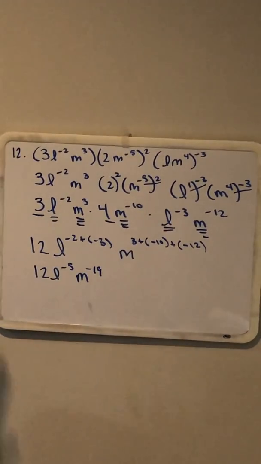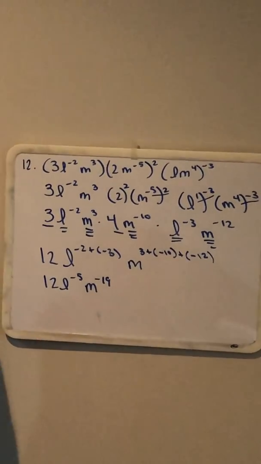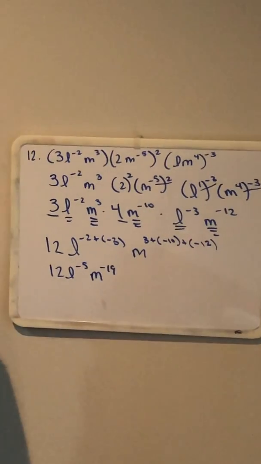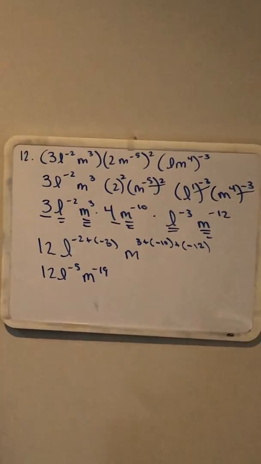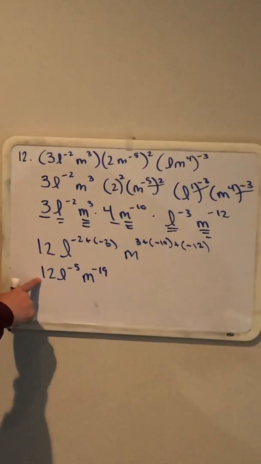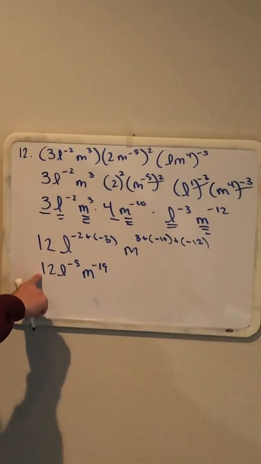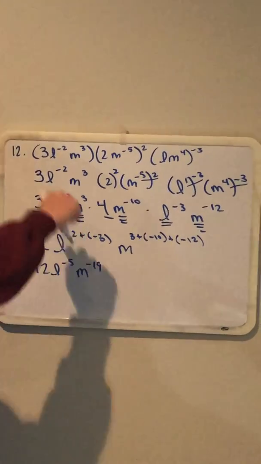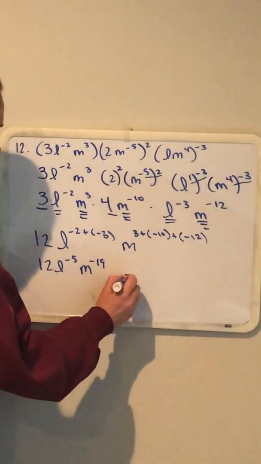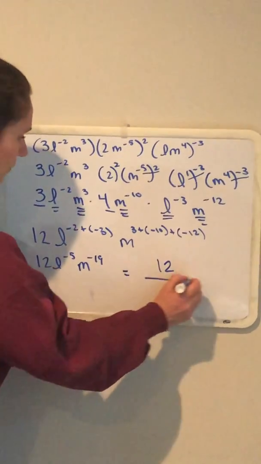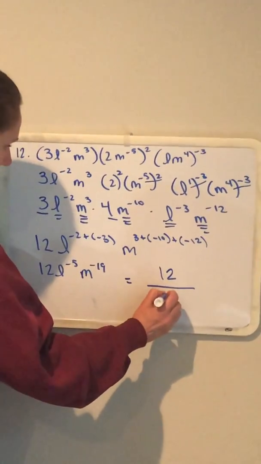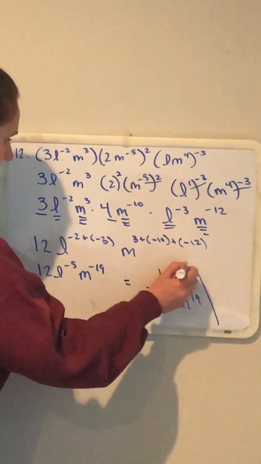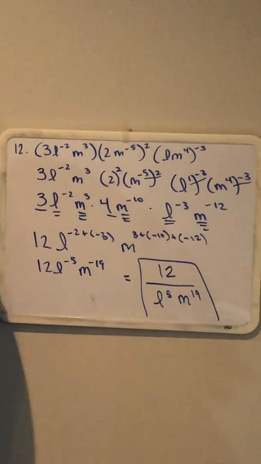And then you say, oh, Ms. Colburn told me not to leave negative exponents in my final answer. So that means some items have to move. Let me tell you who's not going to move. The 12 is not going to move because the 12 does not have a negative exponent. The L and the M both have negative exponents, so they will move to the denominator, making your final answer 12 over L to the 5th, M to the 19th, and that is number 12.